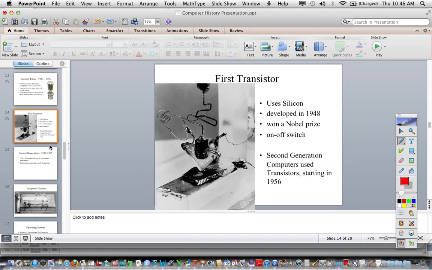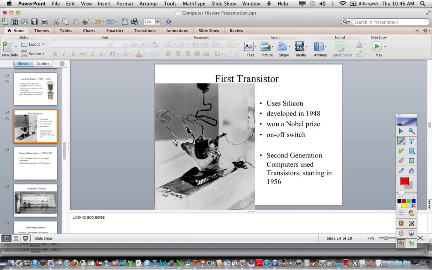All right, second generation, transistors. Okay, the transistor circuit board. So now you compare a vacuum tube circuit board to a transistor circuit board. And you can just see there are so many more circuits on this than there is on this. This came out in the 50s. I would say the 40s to the 50s.